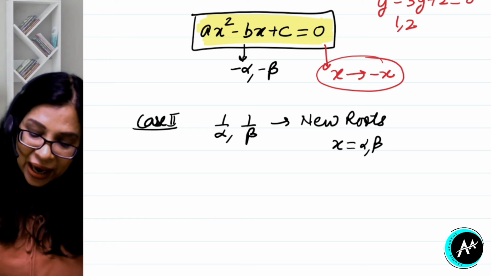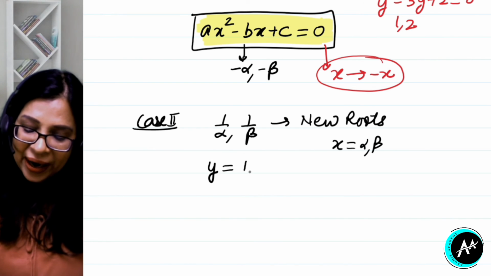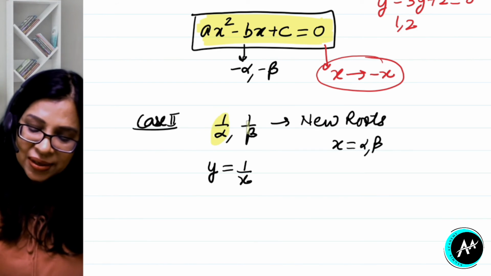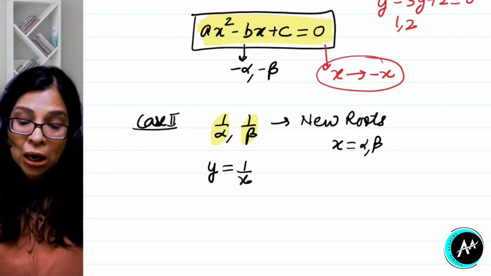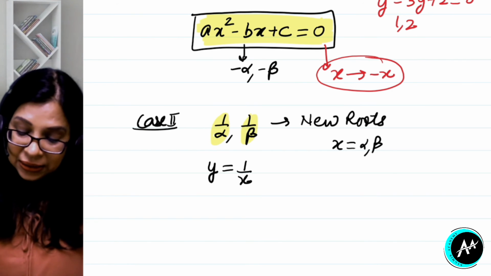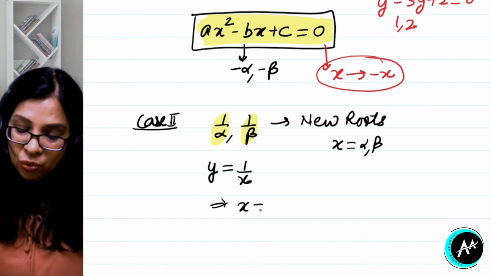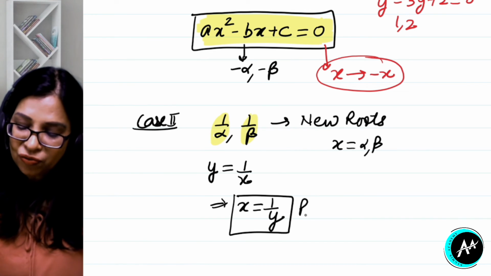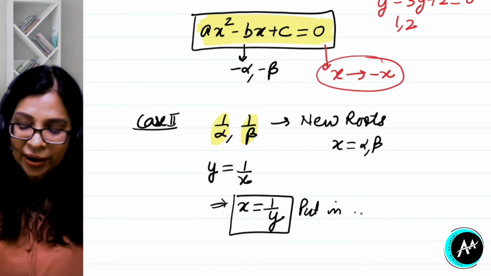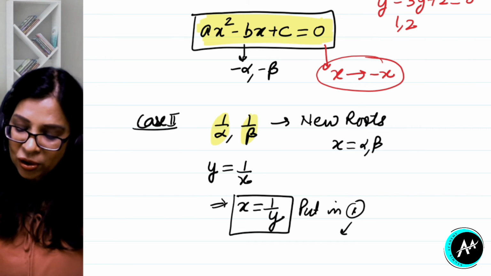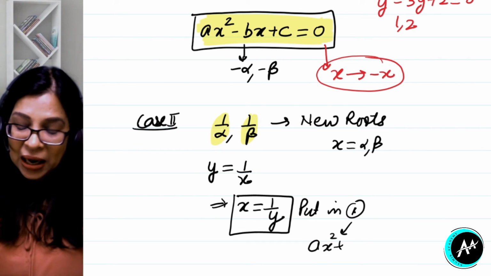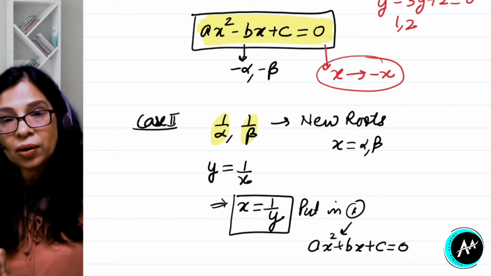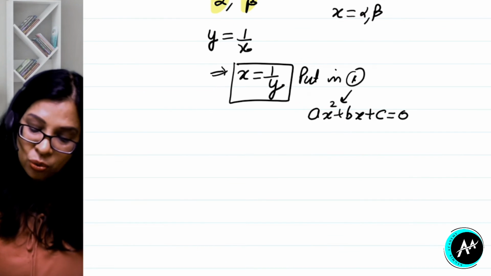All right. So I will take the substitution y is equal to 1 by x, because if x is alpha, beta, this is going to be 1 by x. Now what do I get? This means that x will be equal to 1 upon y. So this we are going to put in 1 again, which was the original equation. What was 1? 1 was ax square plus bx plus c equal to 0. Now let me put it in, what do I get?